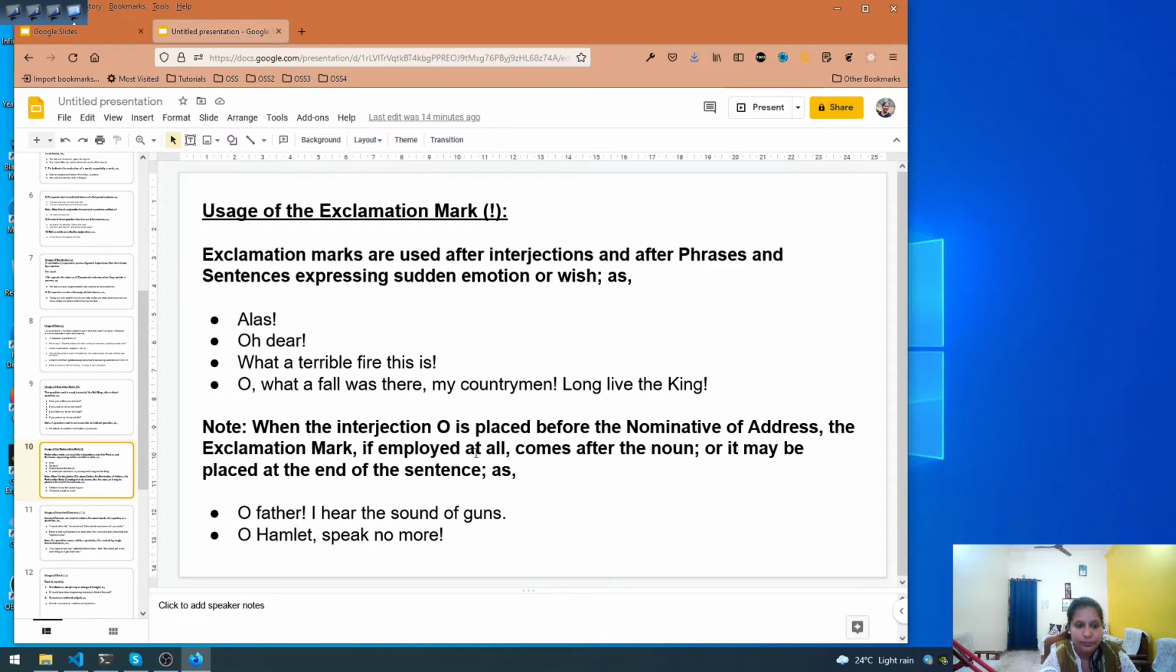Yes. Then oh Father, these are some examples. Oh Father, I hear the sound of guns. Oh Hamlet, speak no more.